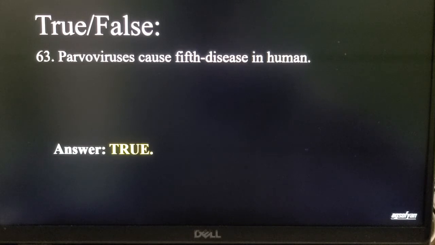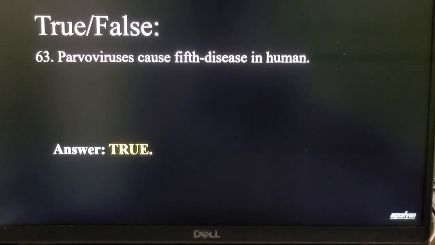Yes, it is true. This is usually in children. It's called slapped cheek disease or fifth disease, where there are rashes on the cheeks of the children if they have this parvovirus infection.